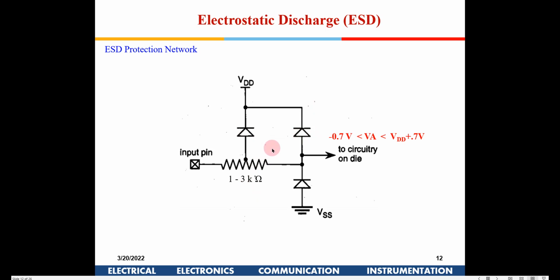Just for additional safety, there are two diodes which will clamp the voltage, because the chances of the input voltage going very high is higher because of switching and ESDs, right? So that is the reason two diodes have been placed like that.